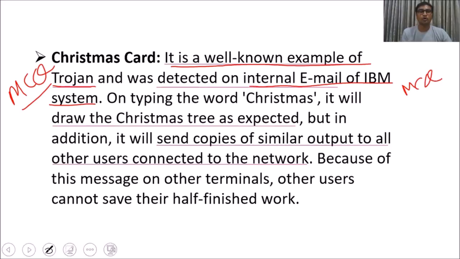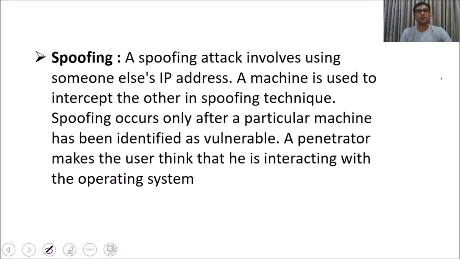unless you are sure about the origin of that message and whether it is correct or not, don't click it and delete it. Because if it is ransomware and you click that link, immediately your data will be locked. So understand this, this was only for knowledge. Here we have finished with the Christmas card, and next is spoofing.